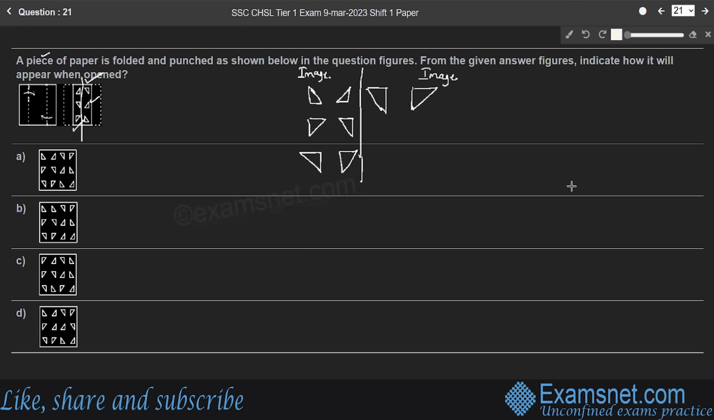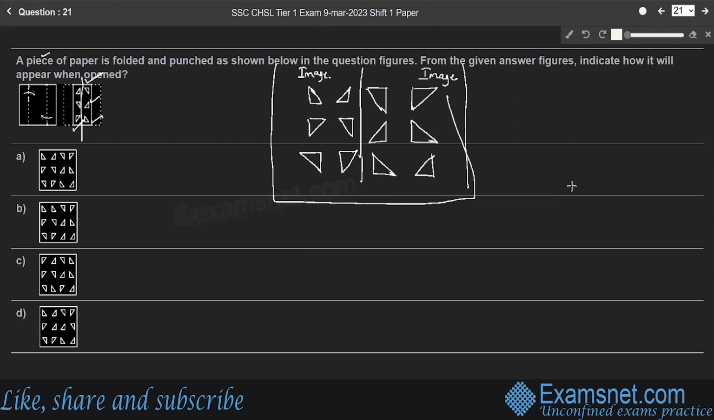And the cut portion in the second row is like this. When the paper is opened, it looks like this. And in the third row, the cut portion is like this. So when it is unfolded, it looks like this. Therefore, when the paper is unfolded fully, the image of the punched portion looks like this, which is exactly the same as option A. Therefore, option A is the right answer.